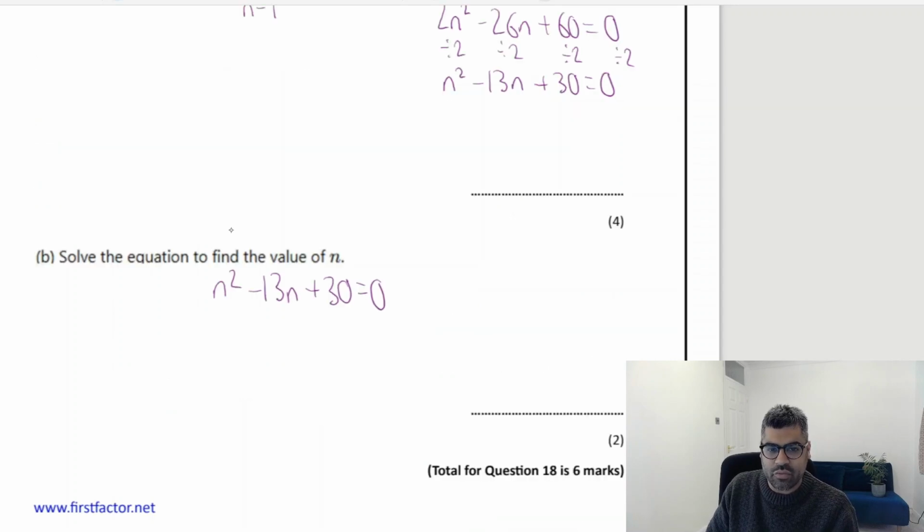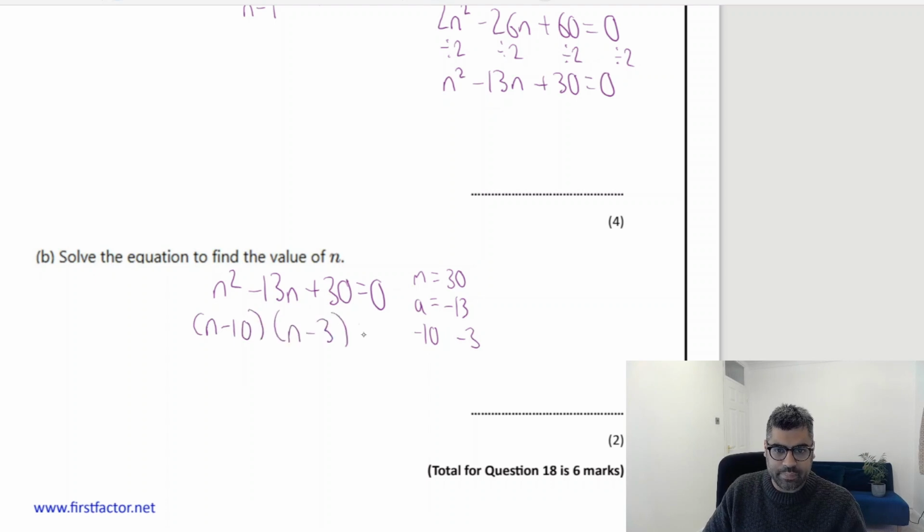So for part B, we have to solve the quadratic. Because it's a probability question and n represents the number of counters, it must be a whole number. So we're going to have to use the M and A method. M has to be 30, and then we need two numbers to add to give minus 13. Be careful here. Some people may say 15 and 2, but actually the two numbers are minus 10 and minus 3, because they multiply to give 30 and they add to give minus 13. So we put that into brackets, minus 10 and minus 3, equal to 0. So our two solutions initially are n equals 10 and n equals 3.